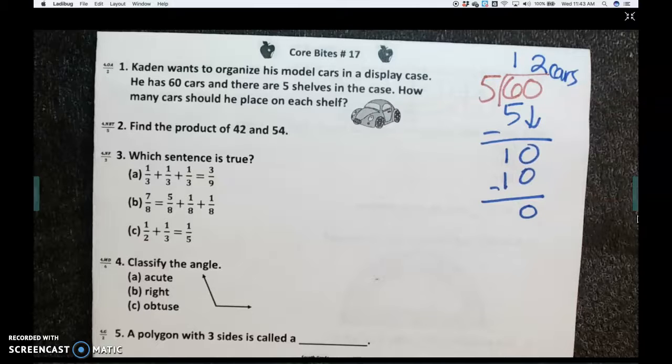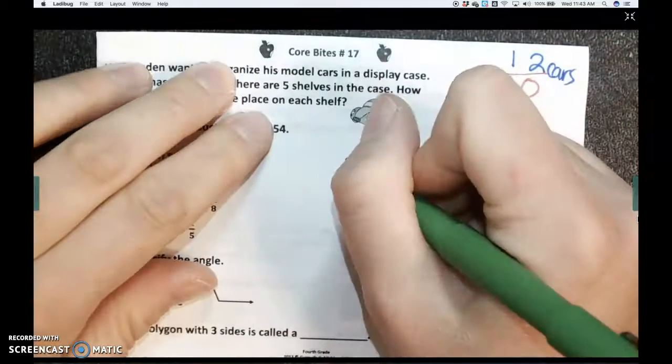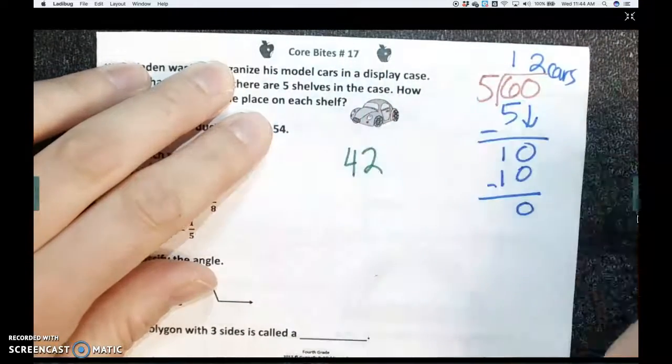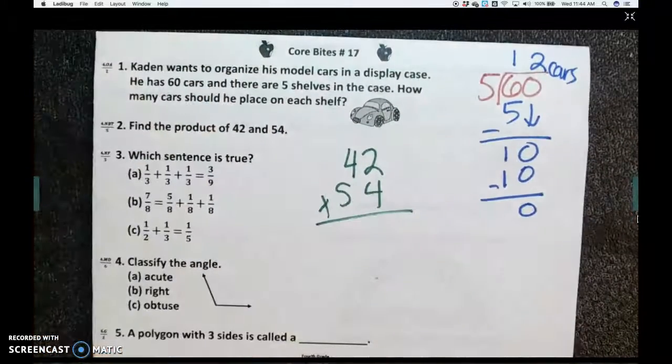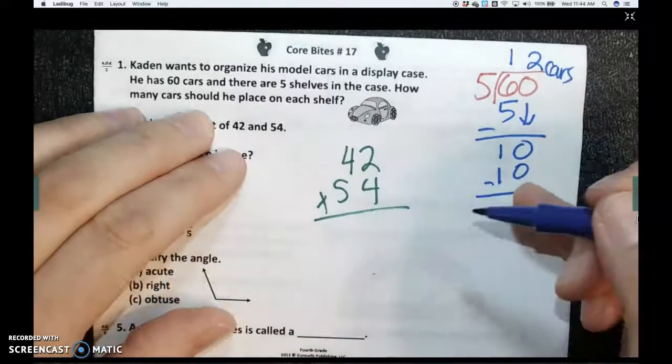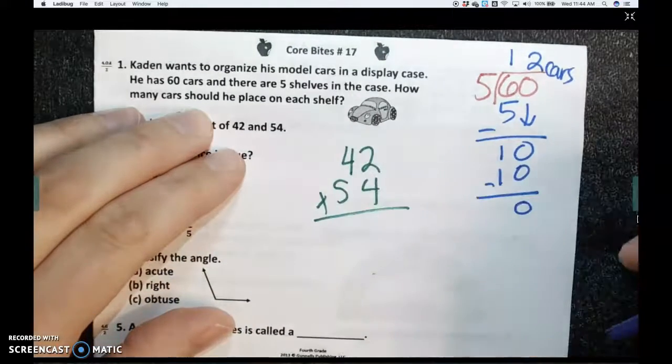Okay, for the next one, it says find the product of 42 and 54. So that means you're going to have to multiply. So for that one, it's better if you actually write it vertically. So if you put 42 and then you put 54, then you're going to multiply them together. Okay, so we have 2-digit times 2 digits. So we're going to have to go through this process twice.